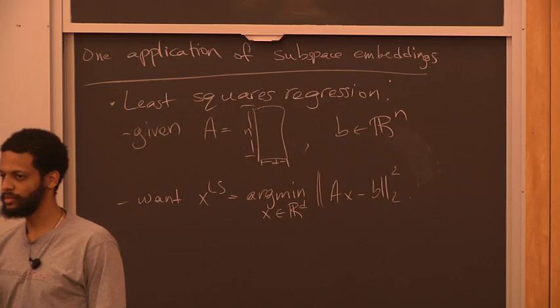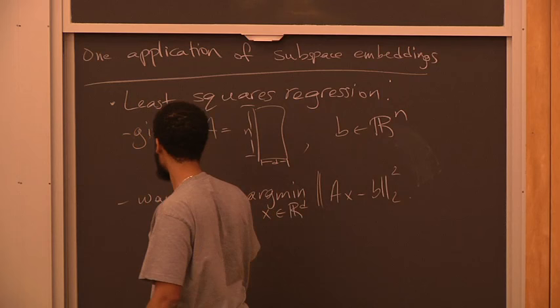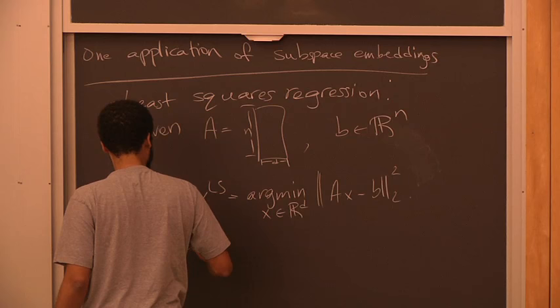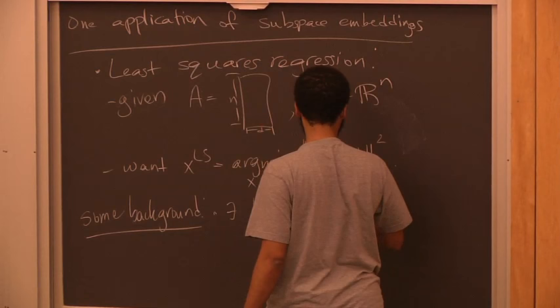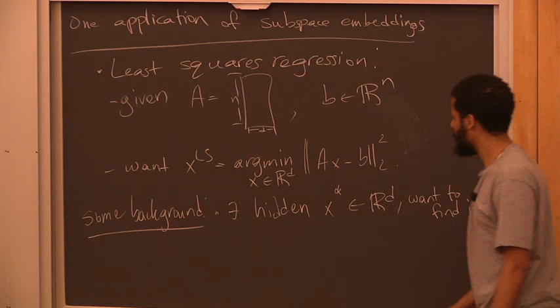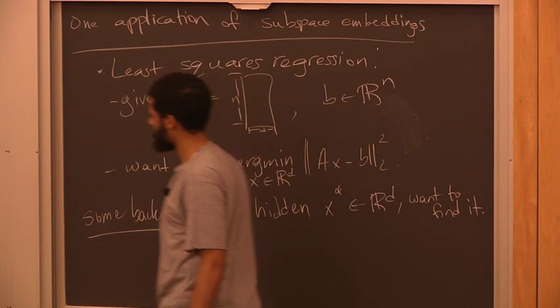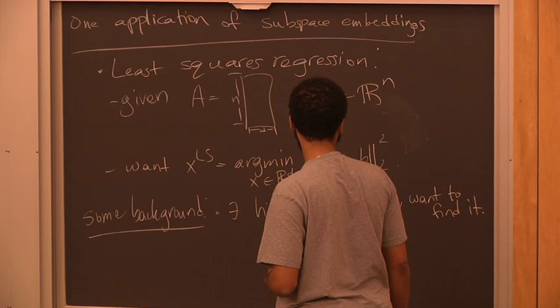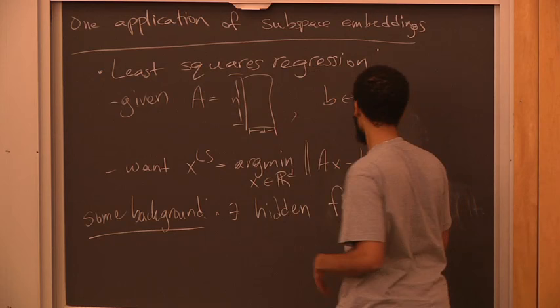Why do we want this? I'll spend a little time on the background, but this is getting into stats, which I'm not going to focus on. There exists a hidden x star in R^d, and we want to find it. Or more generally, let's say there exists a hidden f star, which maps R^d to R, and we want to find it.